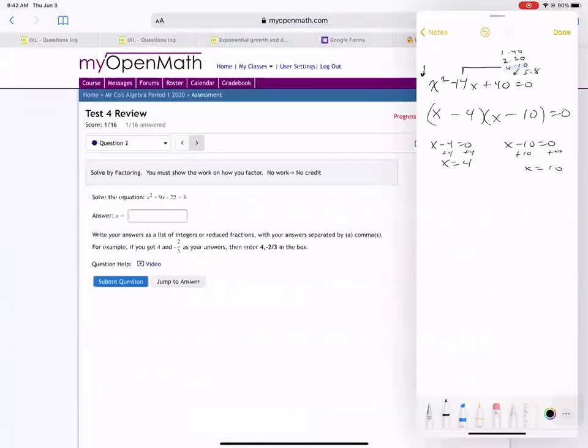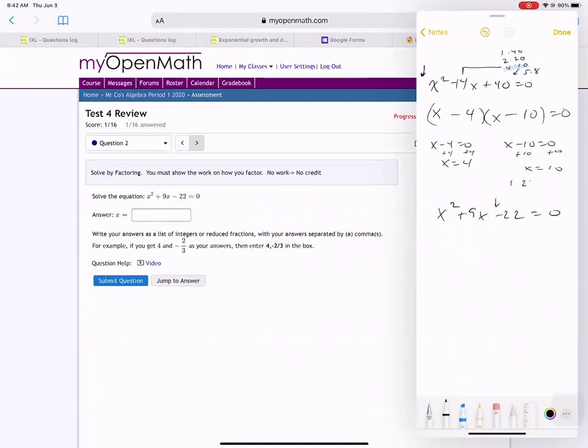Okay, let's try another one. Same thing, solve by factoring, just another question like it. Two numbers that multiply to become 22: x squared plus 9x minus 22 equals 0. We said it's minus, that means we're subtracting. So 1 times 22 or 2 times 11. Hopefully you see that 2 times 11, they subtract to become 9. X, 2, and 11. We need more positives than negatives.